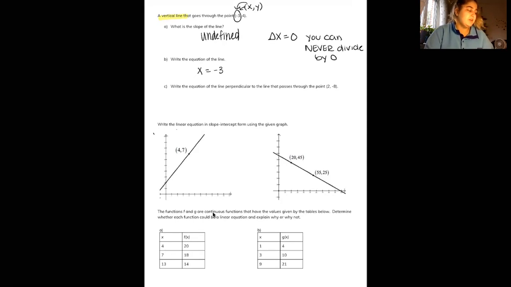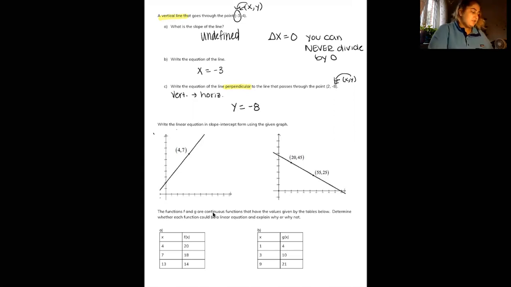So then we need to write an equation of the line perpendicular to the line that passes through the point 2, -8. So what's important here is the word perpendicular. And so for a vertical line, perpendicular is always horizontal. So in this case, our equation is going to be y equals, right? And so it needs to be y equals and then -8, because this right here is our y value. Okay?